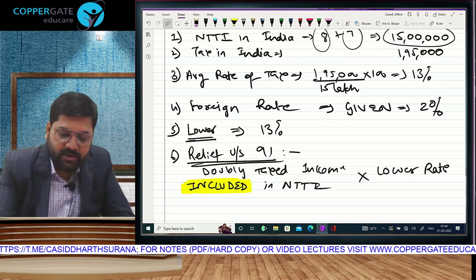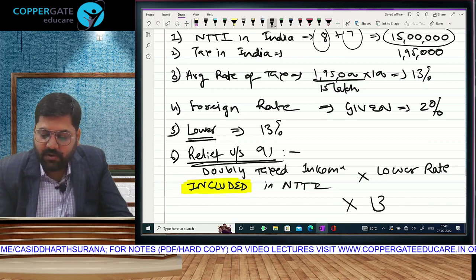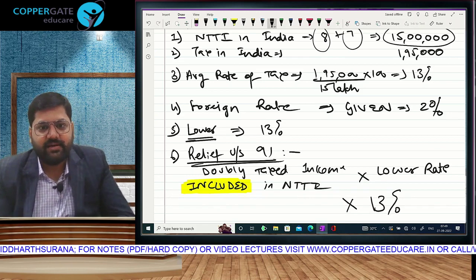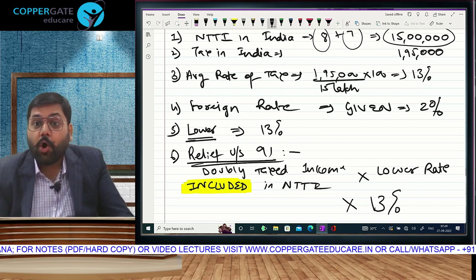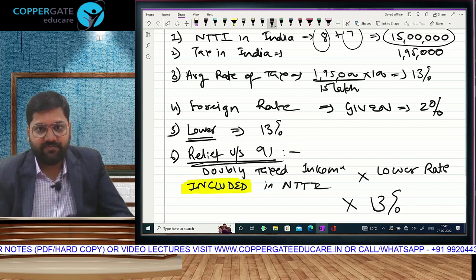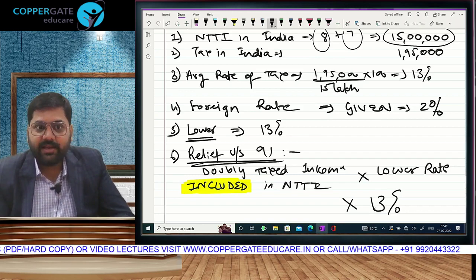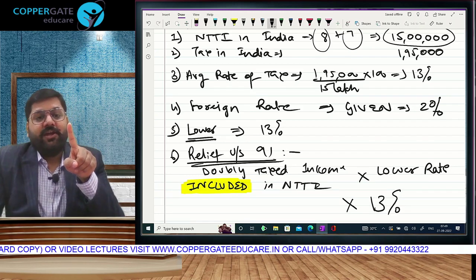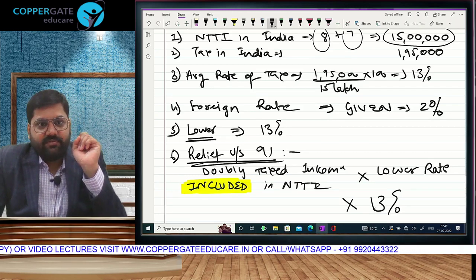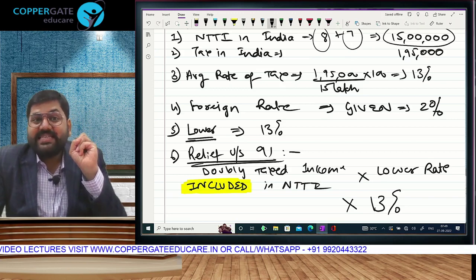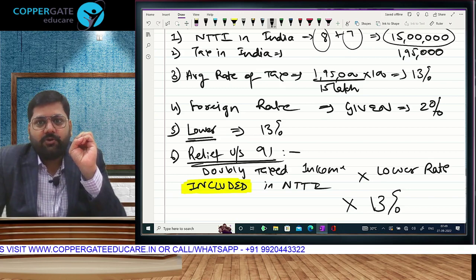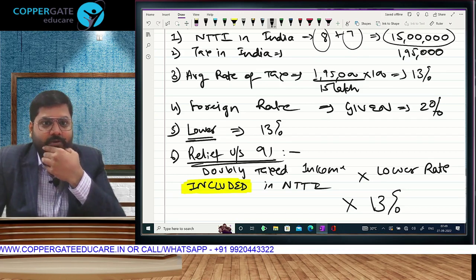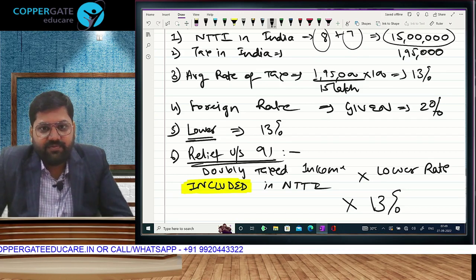One thing we are sure of, that the relief will be available at the lower of the two rates, which is 13% decided in the previous step. But the question now is, on which income will this relief be available? I'll give you 4 options. A, 8 lakh rupees. B, 7 lakh rupees. C, 15 lakh rupees, because 15 lakh is the total income. D, 0 rupees. On which income will you get relief?